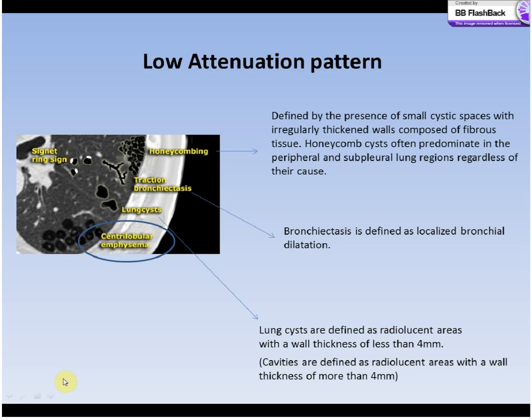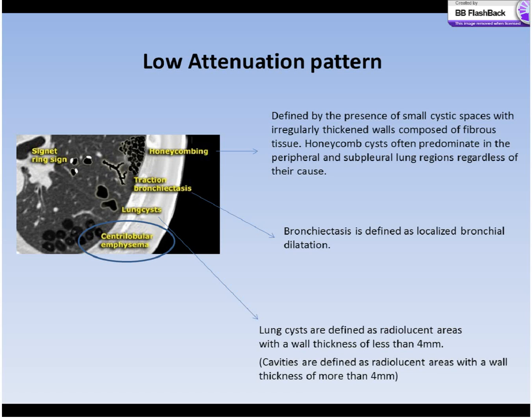So we've talked about septal lines, different types of nodules, high attenuation patterns, and now I want to just stop and take a moment to talk about low attenuation patterns. There are several within this category, and they include honeycombing, traction bronchiectasis, lung cysts, and centrolobular emphysema. When in fact, I should take that back and say emphysema, and I'll clarify that in just a moment.